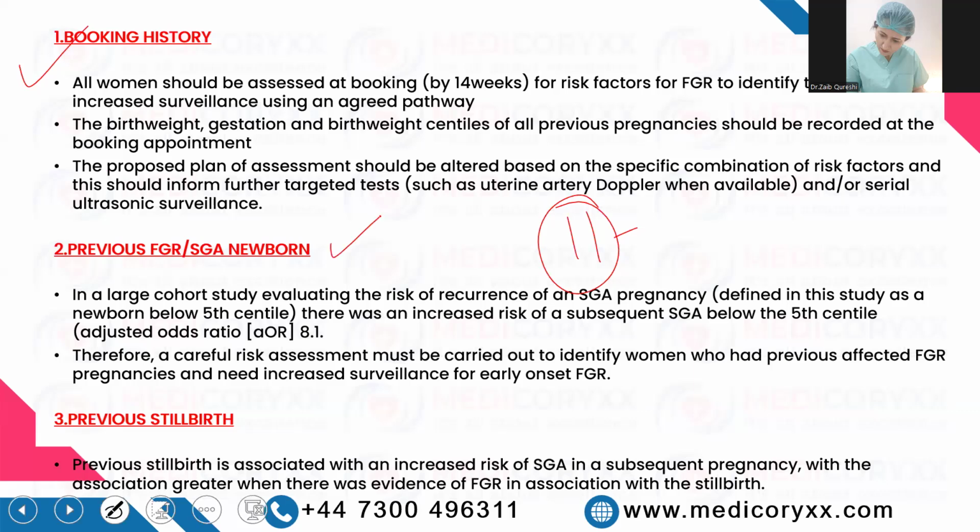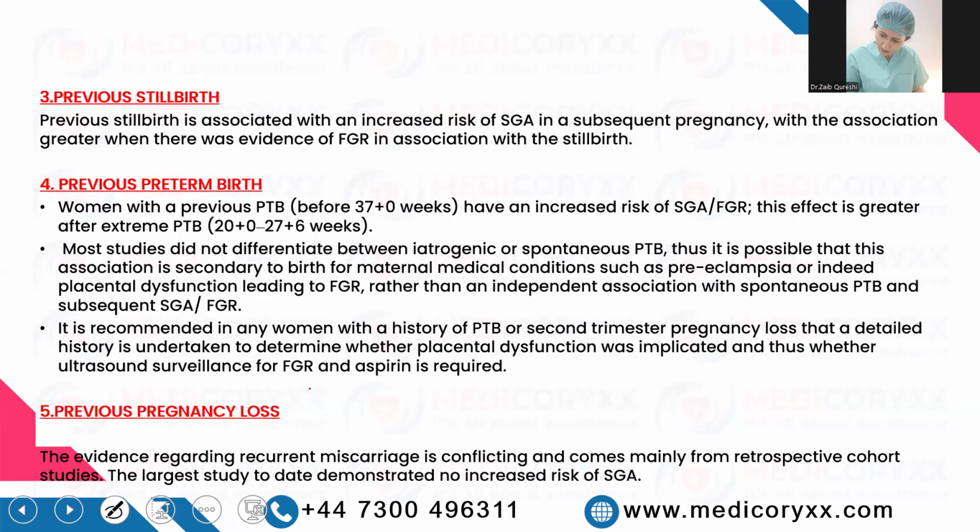You will ascertain the previous history of FGR or SGA. You will ascertain the previous history of stillbirth, and previous preterm birth history as well. When we say previous preterm birth, it is very important at what gestational age, because this will give us a clue that in the index pregnancy it can be complicated by early onset FGR or late onset FGR.